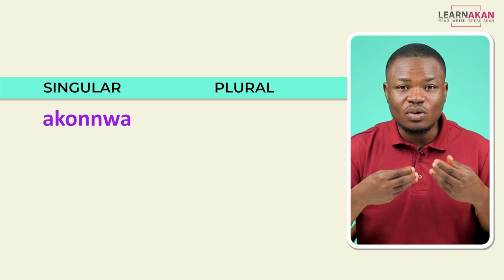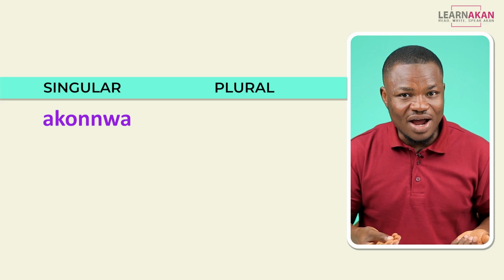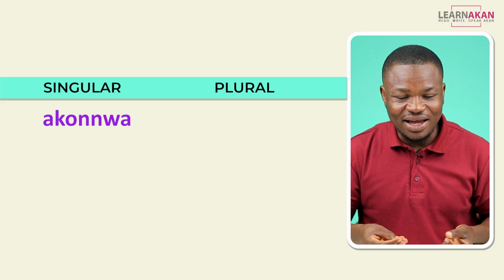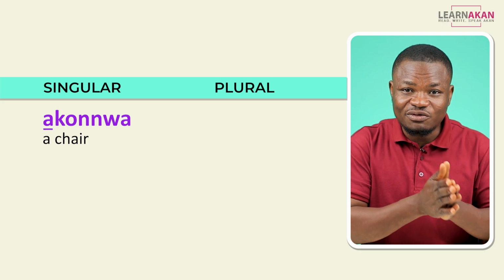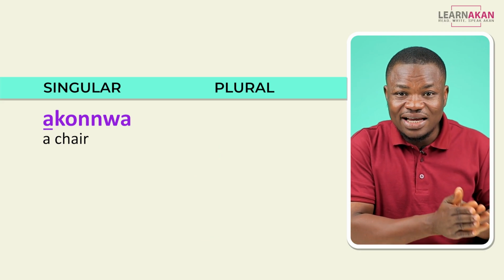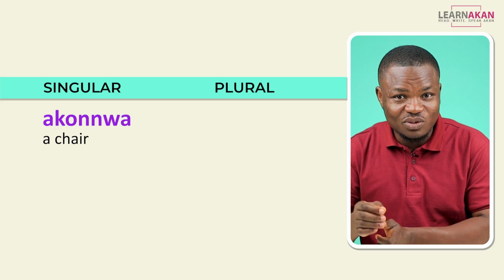Another one, we have akonya, and akonya is a chair. Again, this starts with a vowel, so you disregard that and move to the first consonant, which is k.